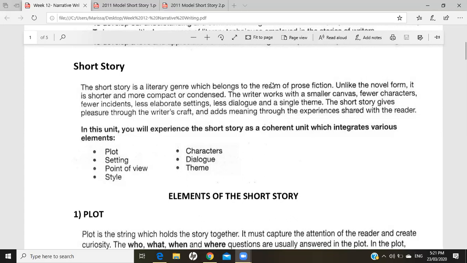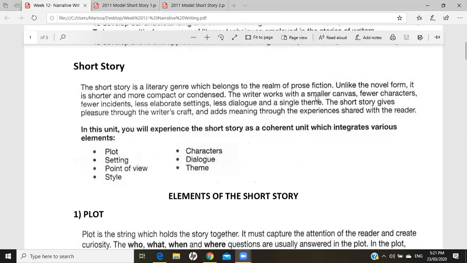So unlike the novel form, it is shorter and more compact or condensed. Instead of writing an entire novel and spending 500 pages to say one idea, in the exam you're required to make it more condensed. You're required to make it shorter, and you have to have that same effect where you tell an entire story, but you're doing it in only 400 to 450 words. In novels, people use hundreds of thousands of words, but in the exam you only have 400 to 450 words to have the same impact on the reader.